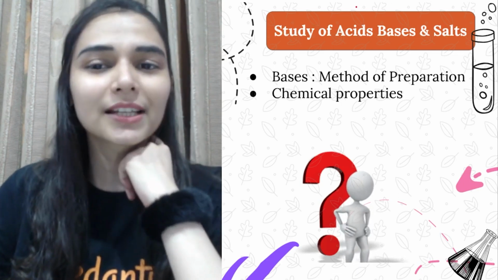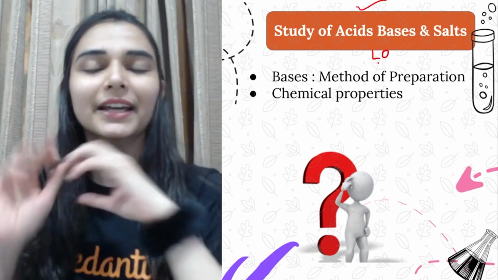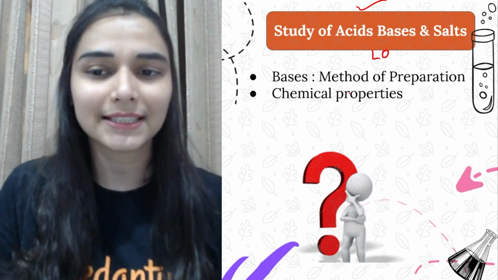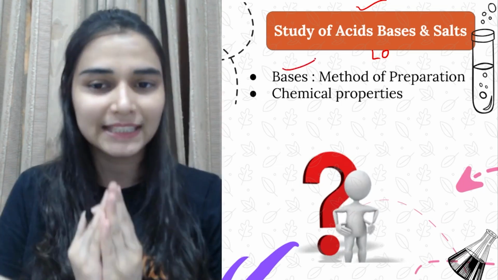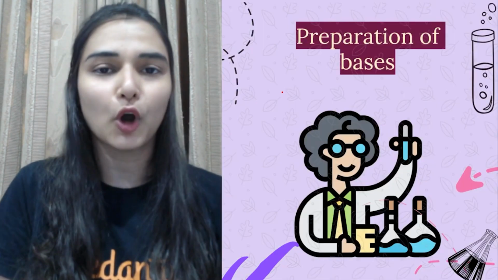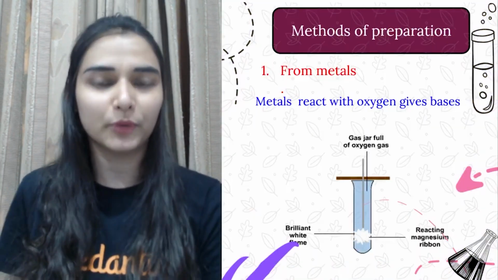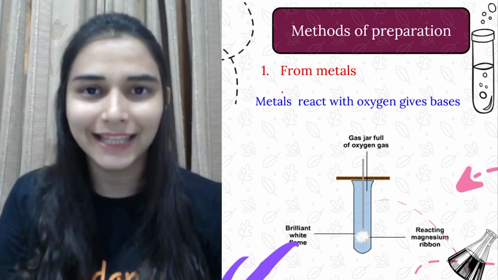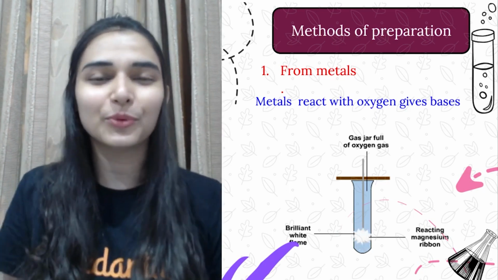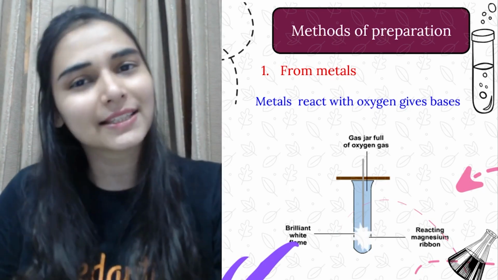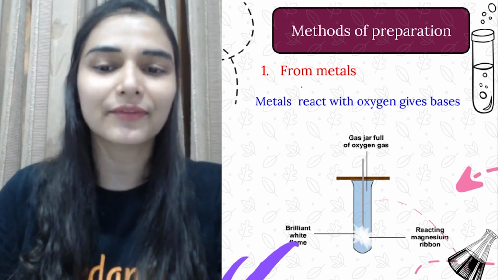So what are the learning objectives of the class? By the end of the session you would be able to understand the methods of preparation of the bases and the chemical properties of the bases. There are few methods for the preparation of bases. Actually there are plenty, like 7 to 8 preparation methods, but they all are very simple. So try to understand that.